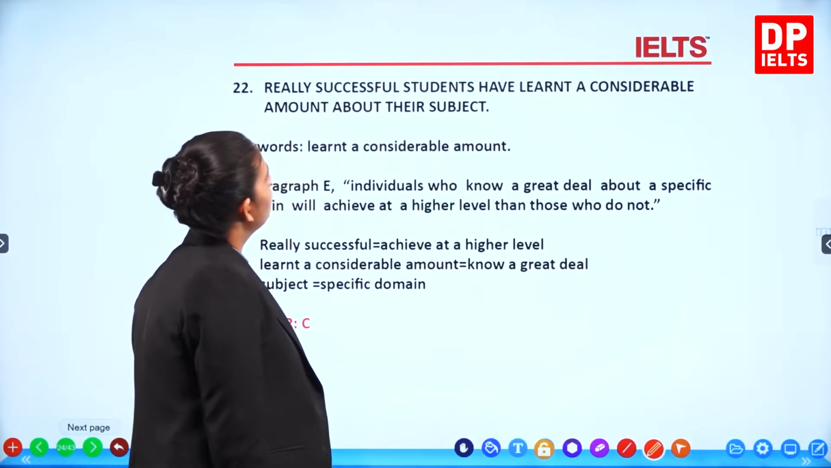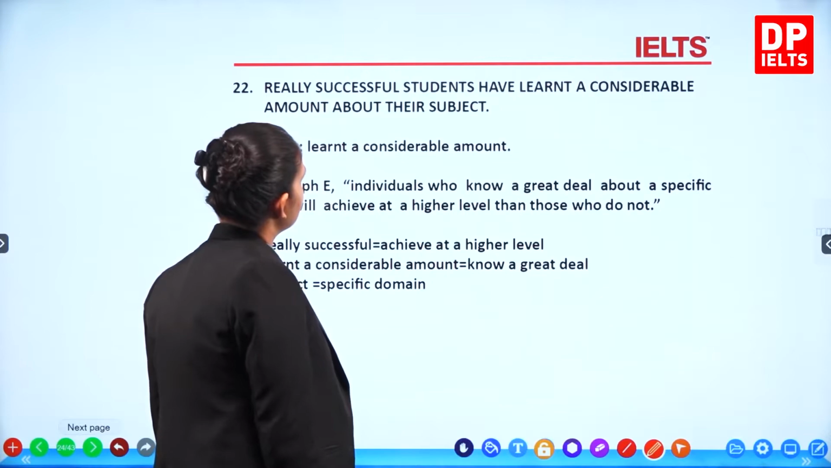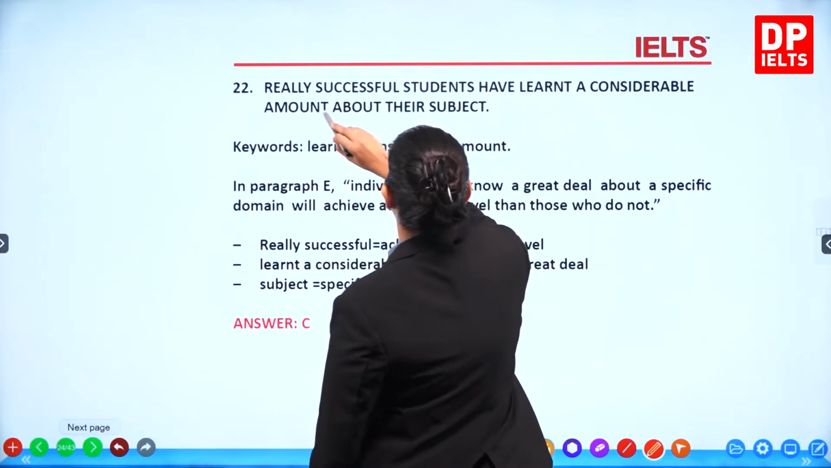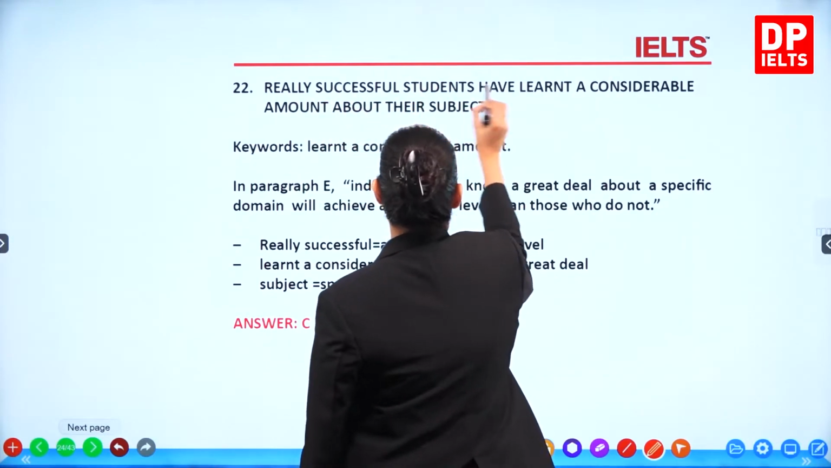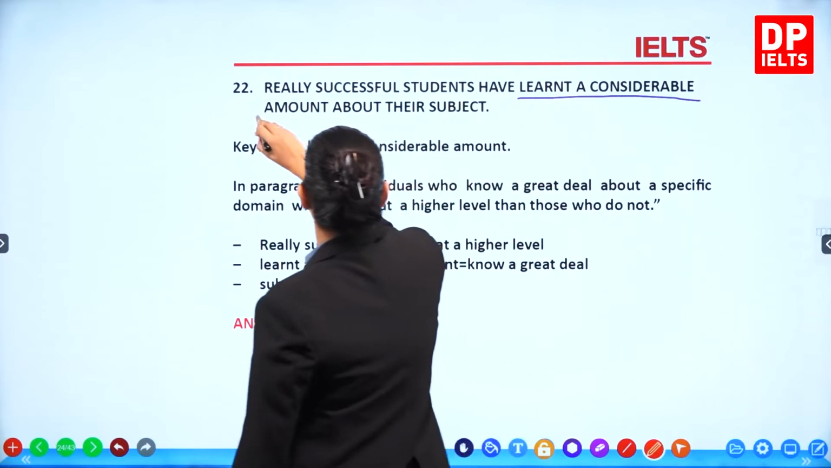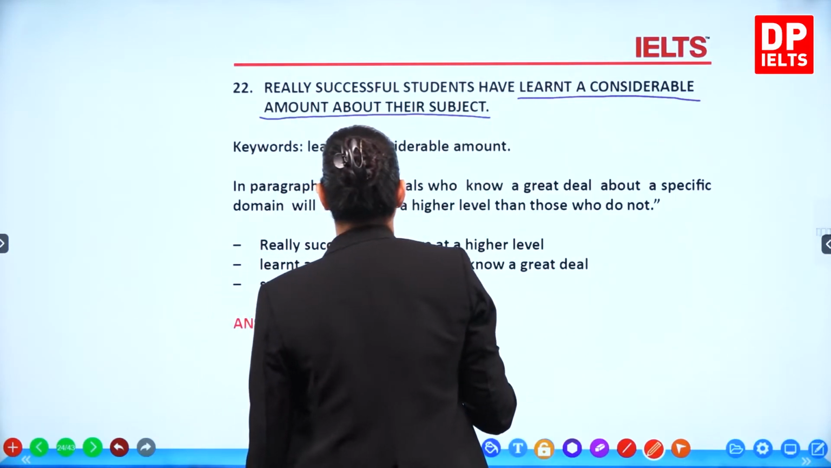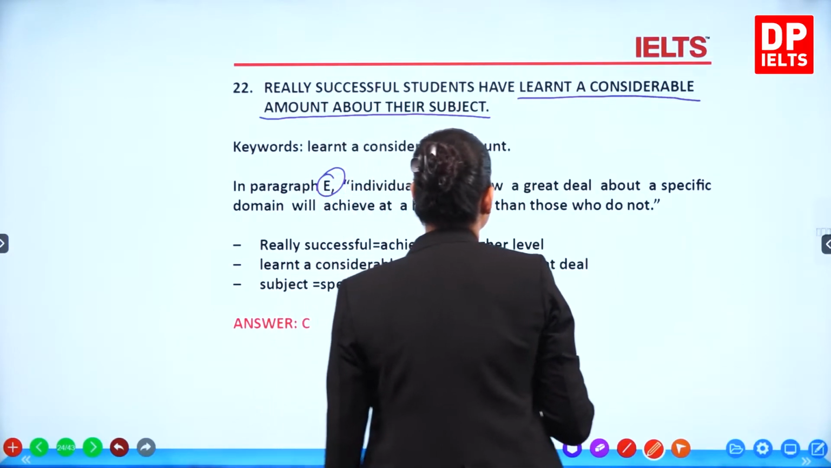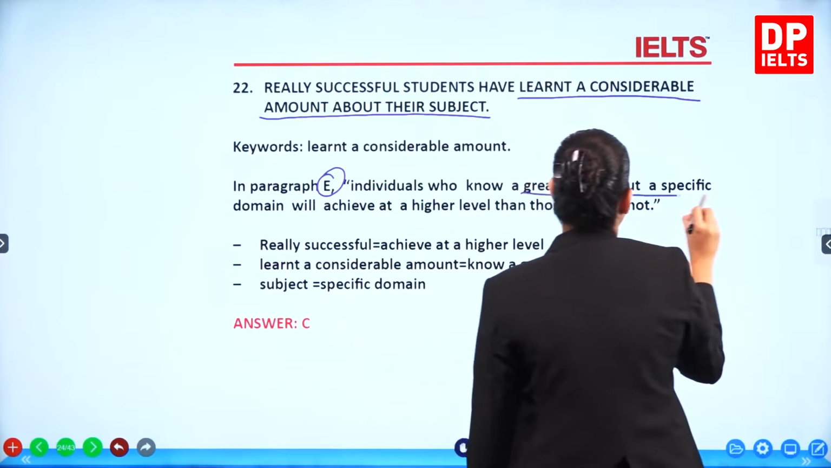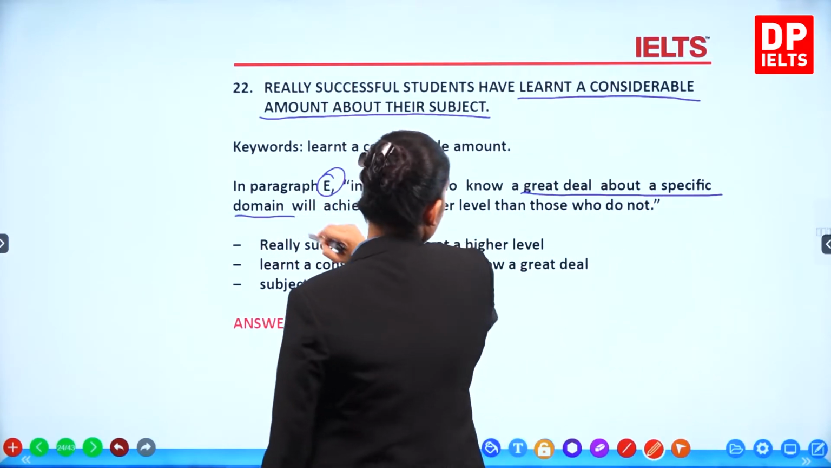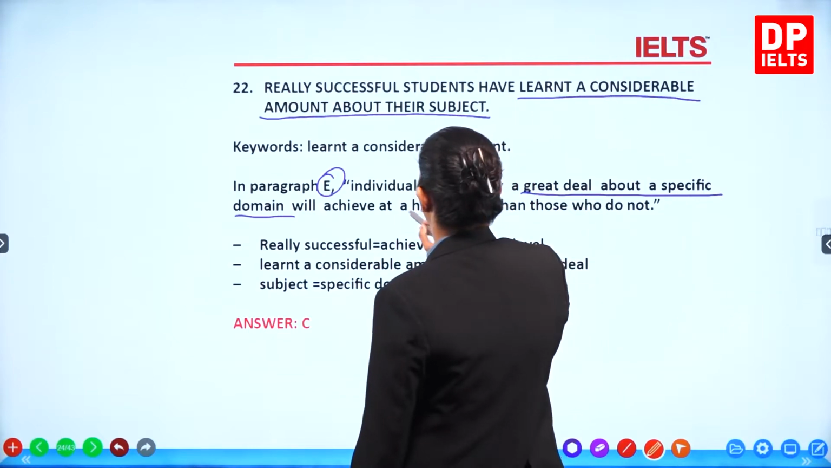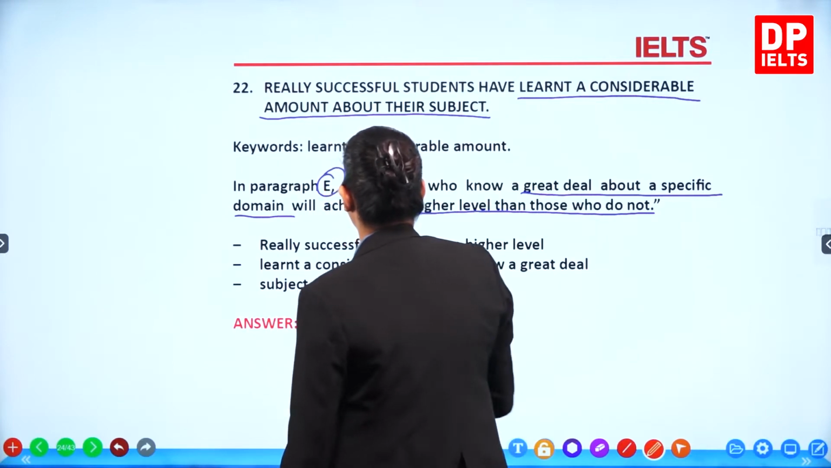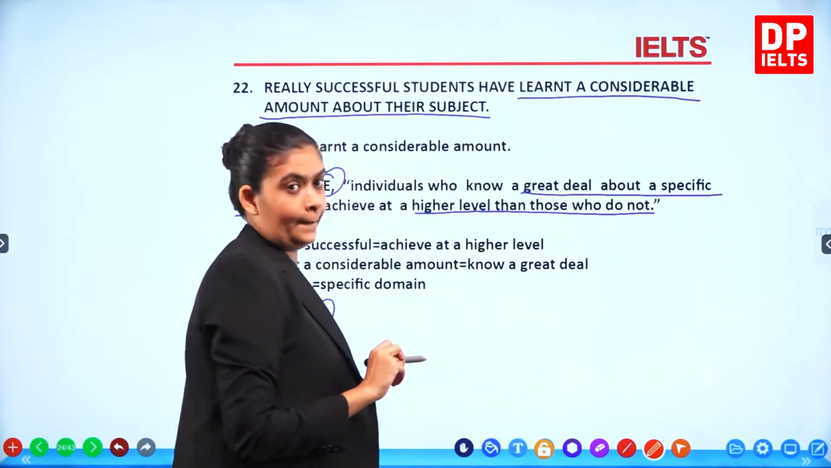22. Really successful students have learned a considerable amount about their subject. Go to para E. It states individuals who know a great deal about specific domains will achieve at a higher level than those who do not. So the most appropriate answer is C.